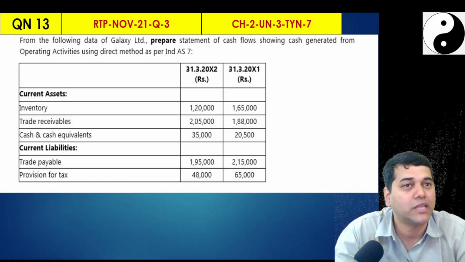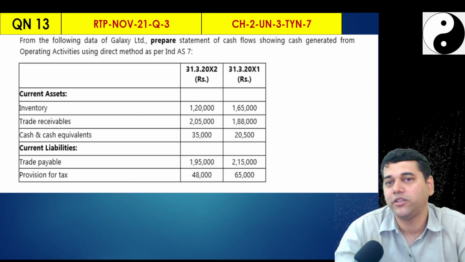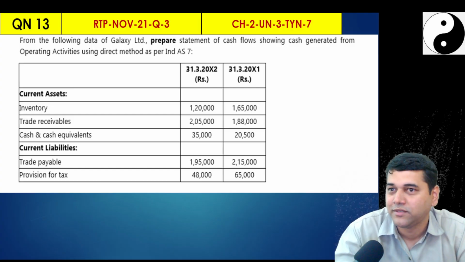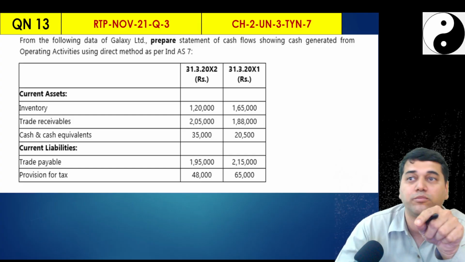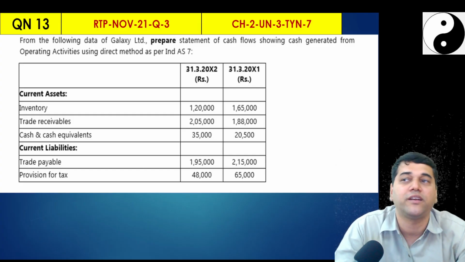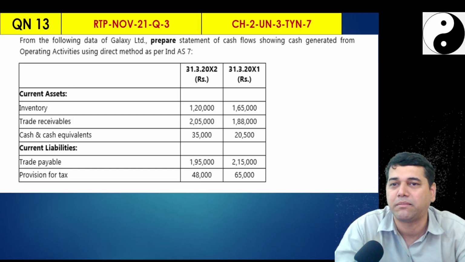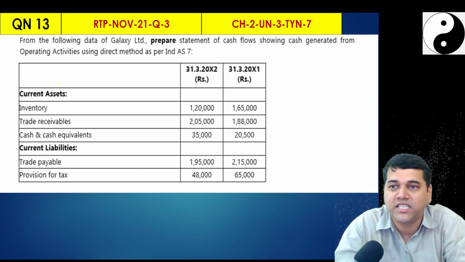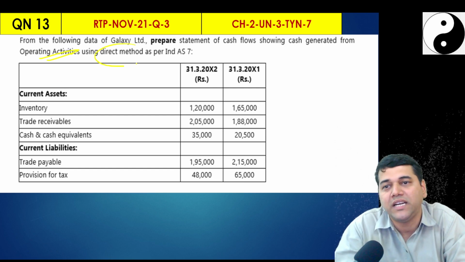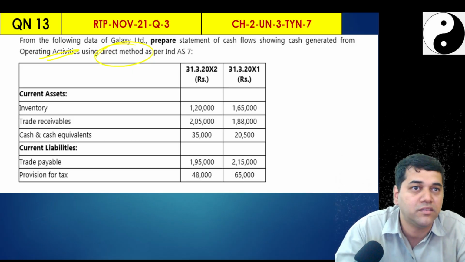Okay, so we'll move on to the last question. I don't think I should read this question. I can think you should be in a position to solve it. Actually, this question should have been here, and I should have solved it at the beginning. It is the direct and indirect method one. They are asking you to show the cash generated from operating activity using the direct method. Have we done this first?